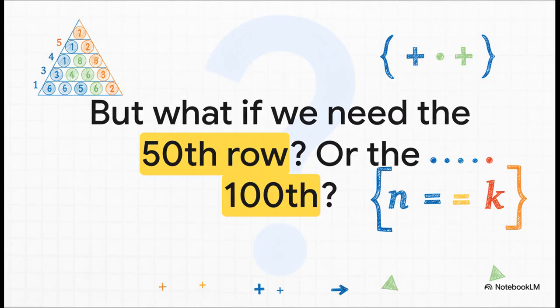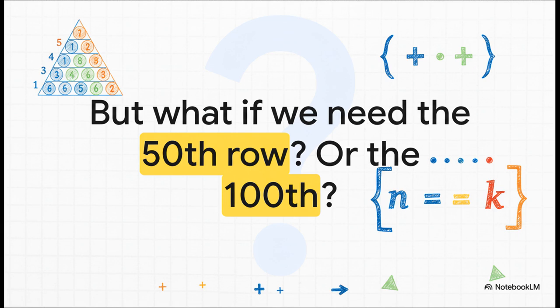Okay, so Pascal's triangle is amazing. We can all agree on that. But it's got a problem. It's fantastic for small powers, like 6 or 7. But what about that first problem we looked at, to the power of 10? Or what if you needed like the 50th row, or the 100th? You'd have to write out 100 rows of this triangle. That's not a shortcut anymore.